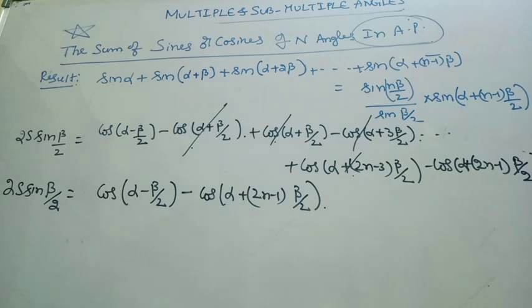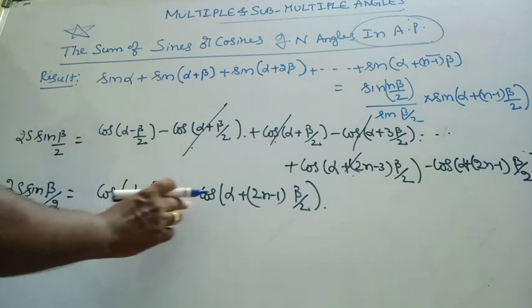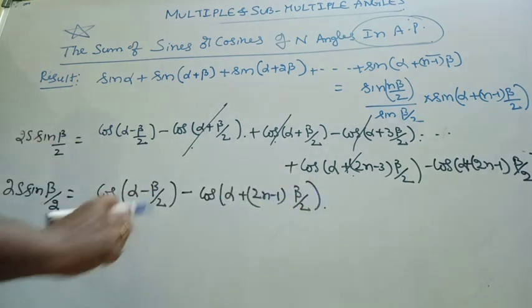Cos alpha plus 2n minus 1 into beta by 2, like this. Now you see, my dear students, this is nothing but cos C minus cos D. If you simplify that using that formula, you are going to get cos alpha minus beta by 2, cos alpha plus 2n minus 1 into beta by 2.